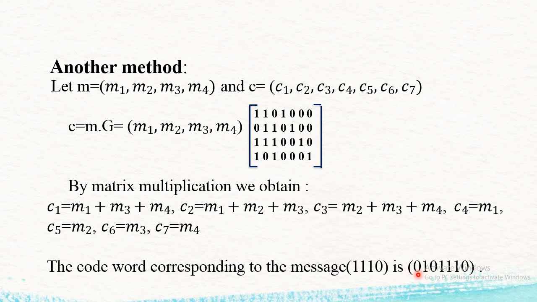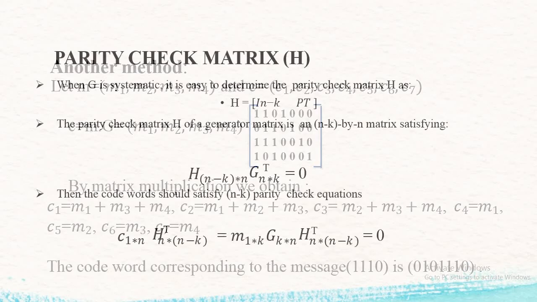Now one must remember this thing. In case of LBC, we are performing a mod operation. The addition in this case is a mod 2 operation, or XORing actually. So in this way we find out all these values, and this is going to give you the code word. So this is the second technique for finding a code word.